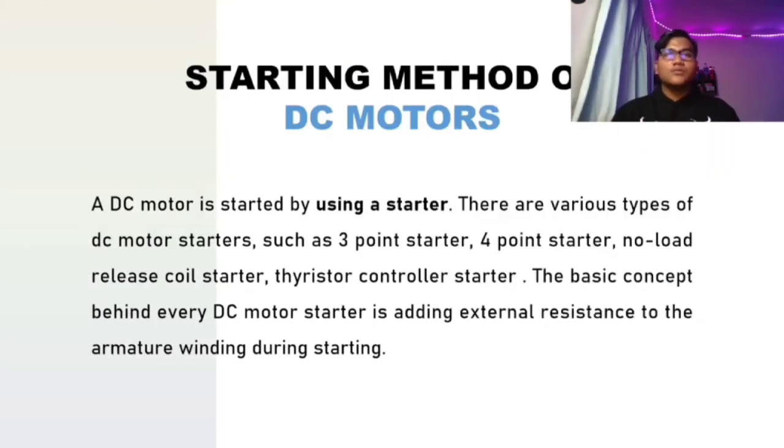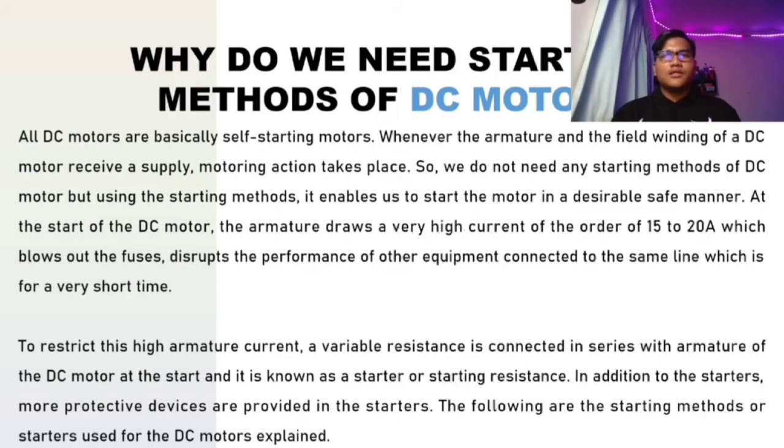Starting method of DC motors. A DC motor is started by using a starter. There are various types of DC motor starters, such as 3-point starter, 4-point starter, no load release coil starter, and thyristor controller starter. The basic concept behind every DC motor starter is adding external resistance to the armature winding during starting.